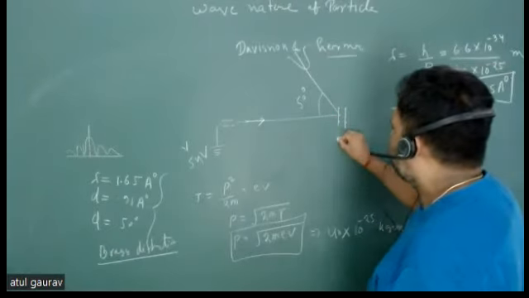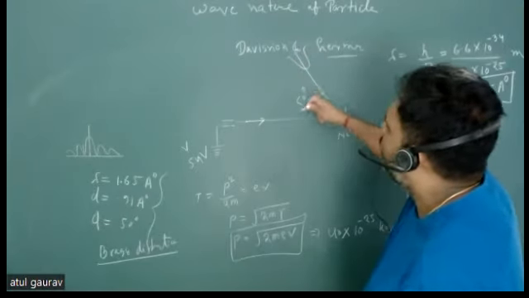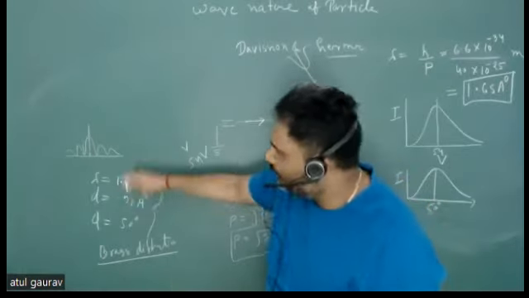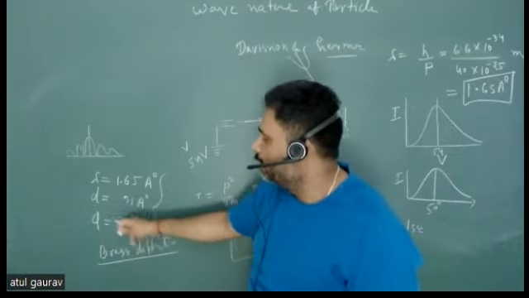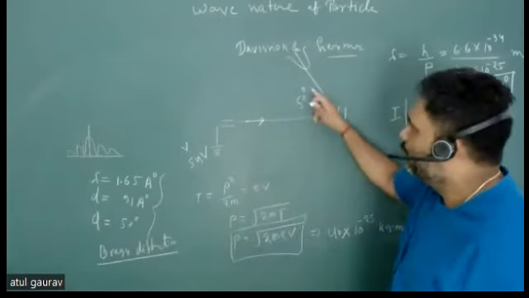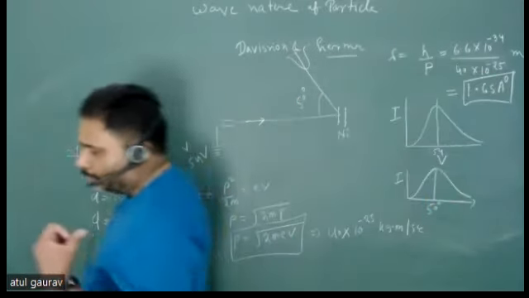This is your nickel crystal, and it will just give you maxima at the scattering angle 50 degree, which is exactly matching with the angle phi equal to 50 degree. This is a scattering angle 50 degree. So what is this verification?